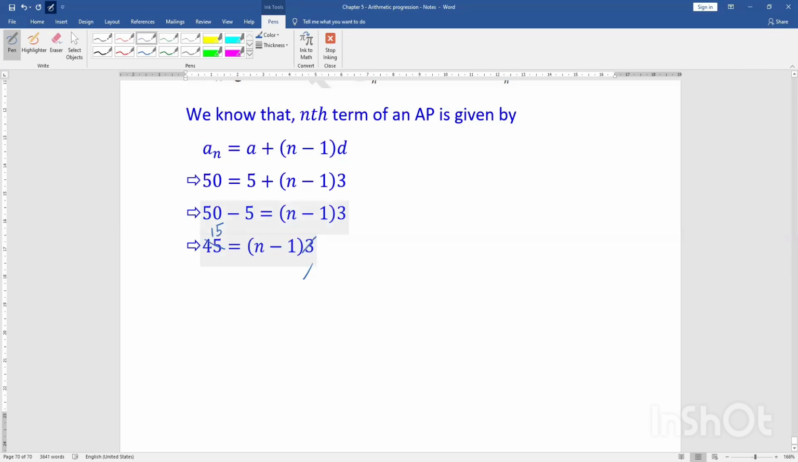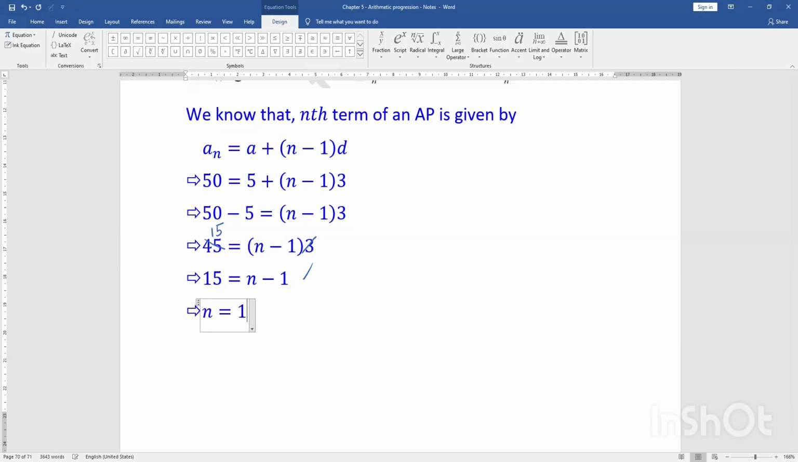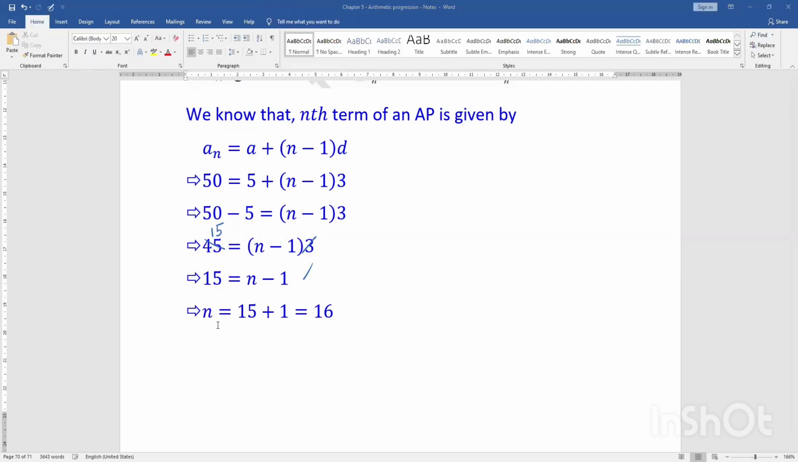So I'm going to do the cancellation. Then in my next step, I write it as 15 equals n minus 1. Or I get n is equal to 15 plus 1, which is nothing but 16.